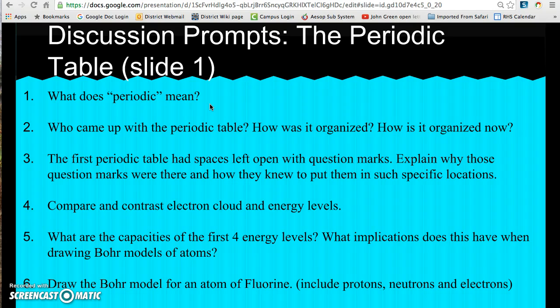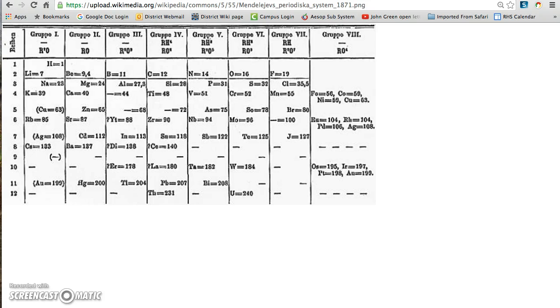Number two, who came up with the periodic table? How was it organized? And how is it organized now? So the guy who came up with the periodic table, his name was Dmitry Mendeleev, and this was his original periodic table that was published in 1871. So you can see it looks obviously very different from the periodic table we have nowadays. But you can see some similarities as well, as you see some of the different symbols and atomic masses and things that are listed on there.